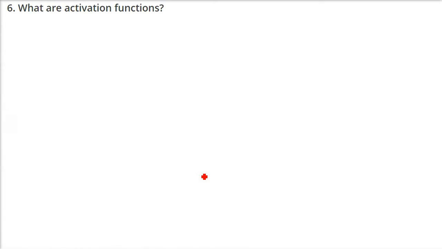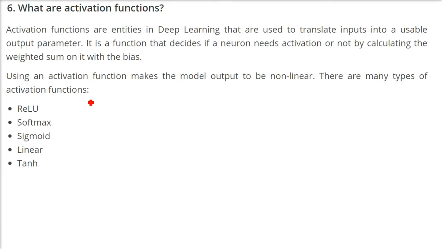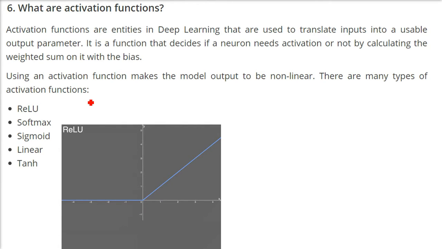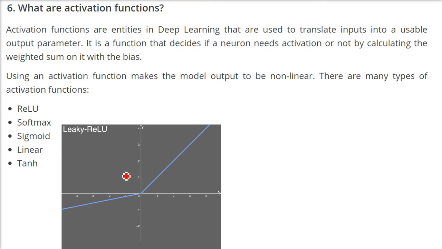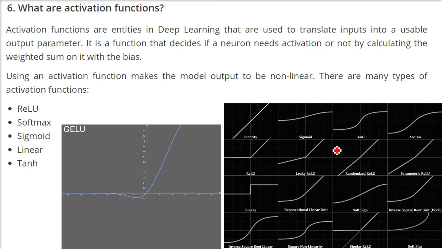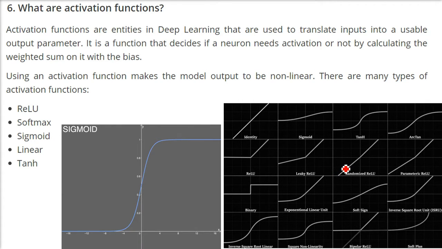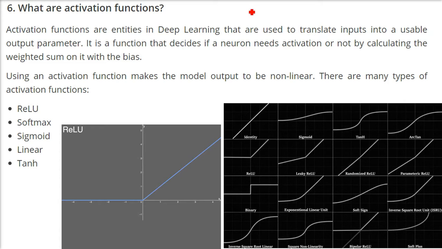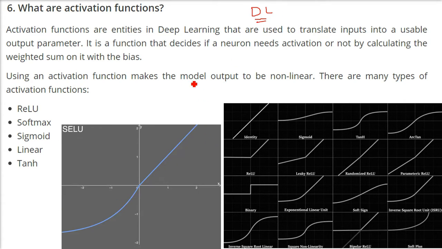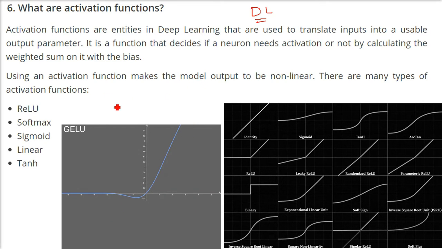What are activation functions? In one line, activation functions activate neurons. These are different kinds of functions I wanted to show you. These are entities in deep learning that are used to translate the input into a usable output parameter. That is, this function decides whether a neuron will get deactivated or activated. Okay, so let me give you a brief here.